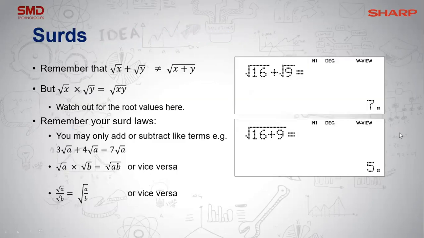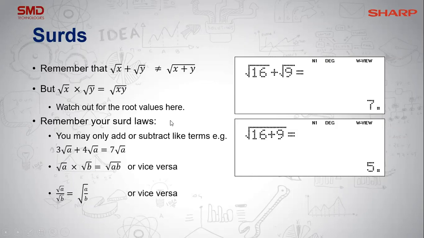Then remember your root laws. Remember that the square root of x plus the square root of y is not the same as taking the entire square root of x plus y. And I've done that just on the side here as a proof for you. But square root of x times square root of y, you can multiply them together because your exponents are the same. That's the difference, because you both have a root of 2. If you had a square root of x and a cube root of x, you would not be able to multiply the two of them together.